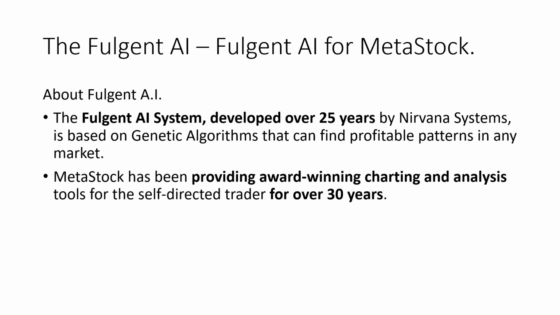Now, the Fulgent AI system was developed over 25 years by Vonovia Systems. It's based on genetic algorithms that can find high probability patterns in any market. Together with Mtu Stock, the core platform, it has been providing award-winning charting analysis tools for the self-directed trader for over 30 years.